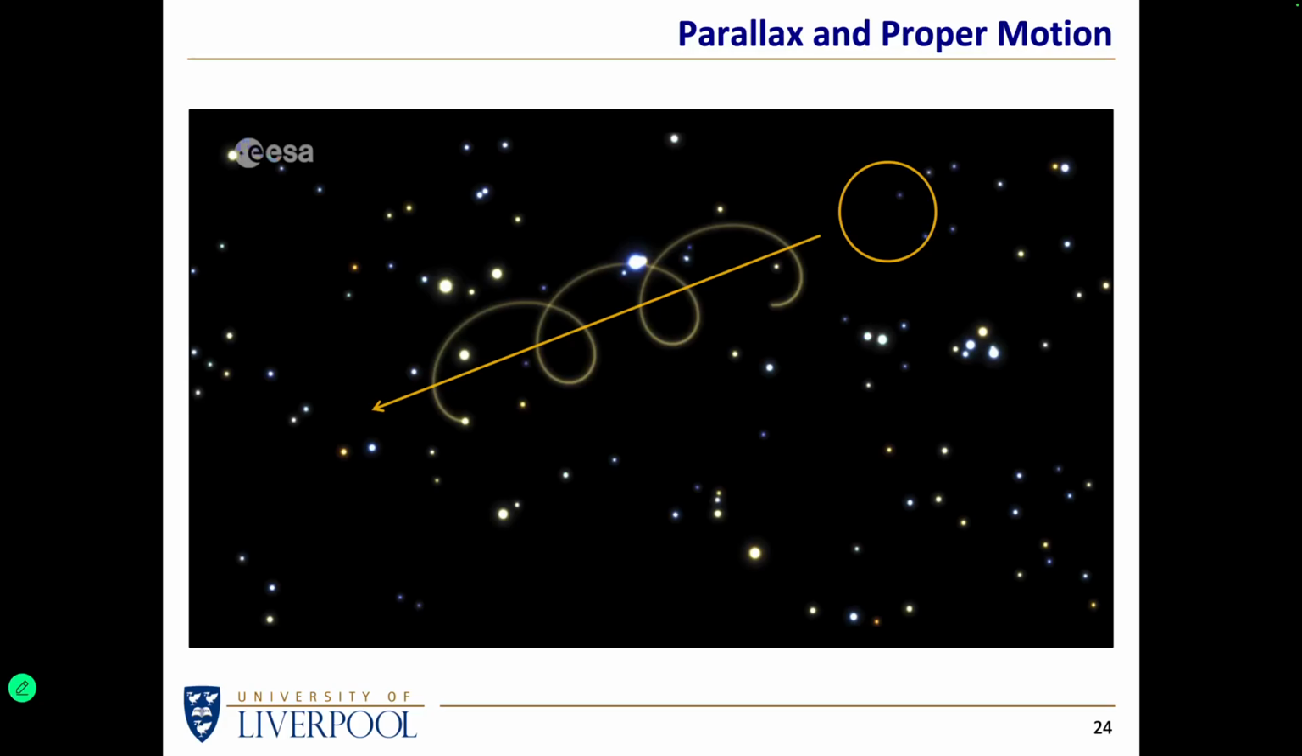So if we can measure all of these corkscrews, then we can work out what the stars are doing, which is important for trying to work out how the Milky Way is behaving. And it will give us the parallax, because the size of the circle will tell us how far away the star is. That'll again give us a three-dimensional model of the Milky Way, as well as giving us the absolute luminosity of stars, helping us with our understanding of stellar evolution.